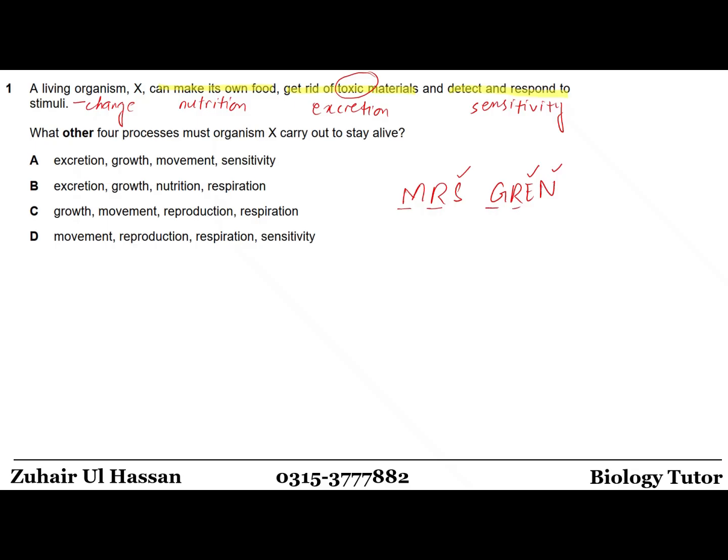So the first option has excretion. Excretion is shown as well as sensitivity. B option again has excretion, that is already shown. Nutrition is also shown in the statement. C option has growth, movement, reproduction, and respiration. All of these characteristics are not shown by the organism X. The last option has sensitivity, that is shown in the statement. So the only option that is correct here is option C. Movement, growth, reproduction, and respiration.